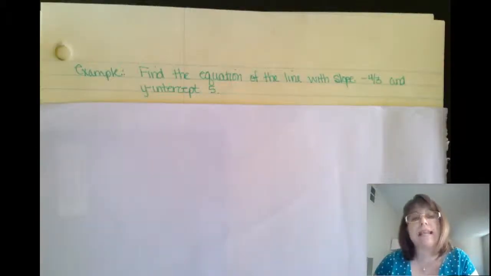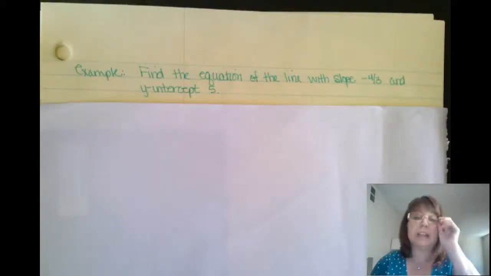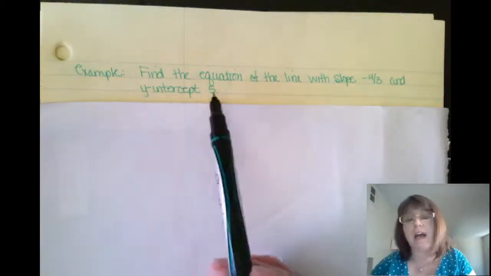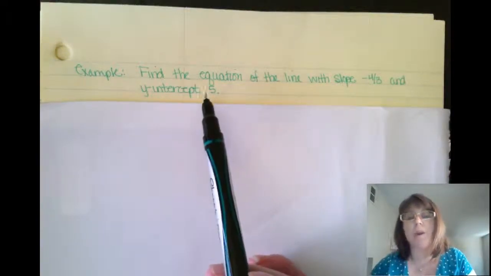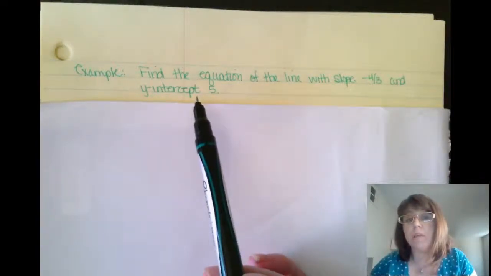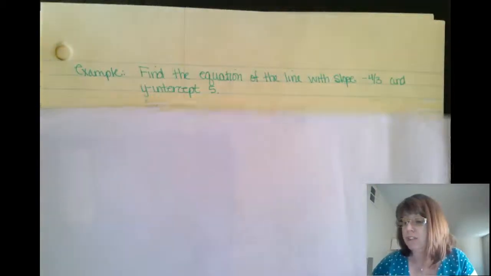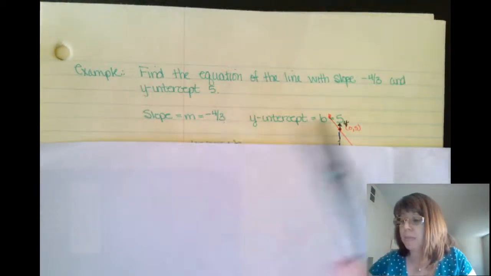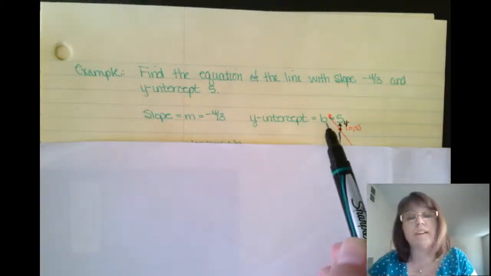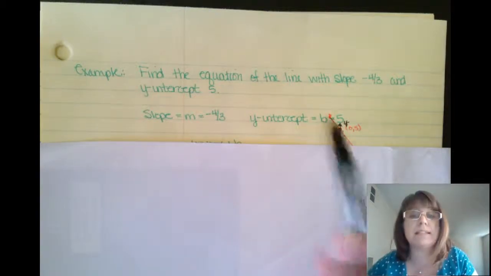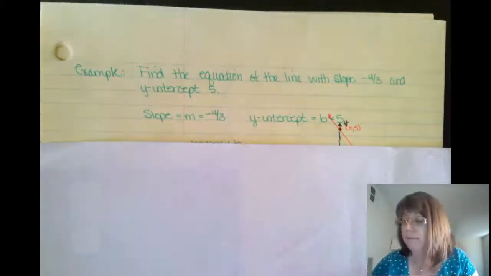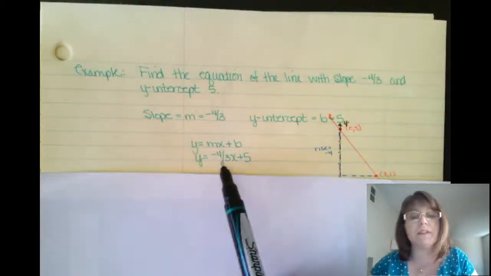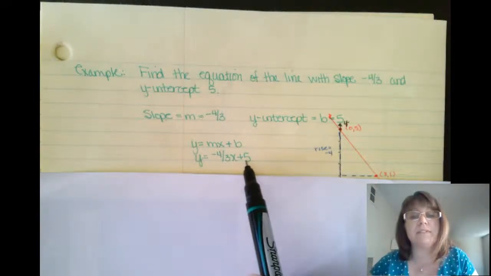So let's take a look at an example. Find the equation of the line with the slope of -4/3 and the y-intercept of 5. If you remember, y equals mx plus b will be our equation. So we just need to plug in. Our slope is -4/3. Our y-intercept is b, and in this case, b is 5. Plug it in: y equals mx plus b, m is -4/3, and b is positive 5.